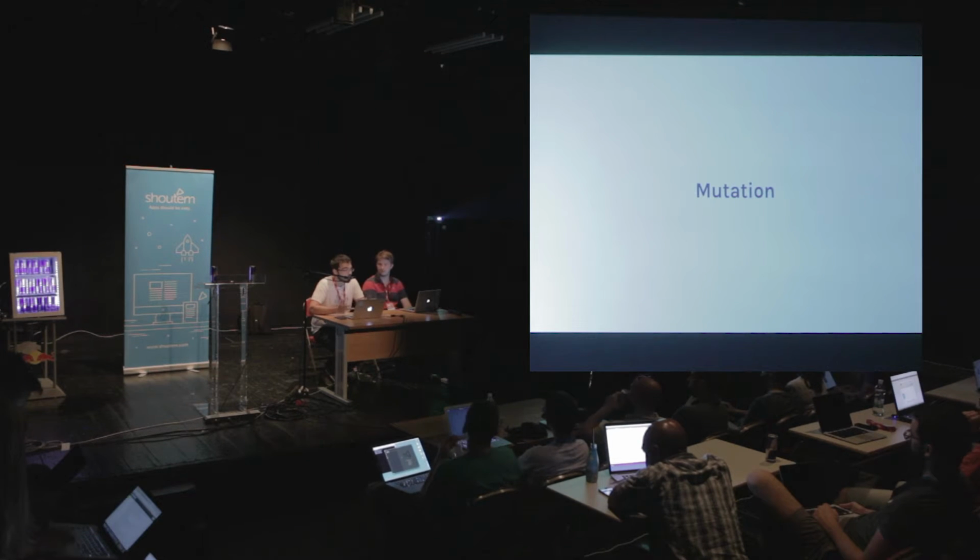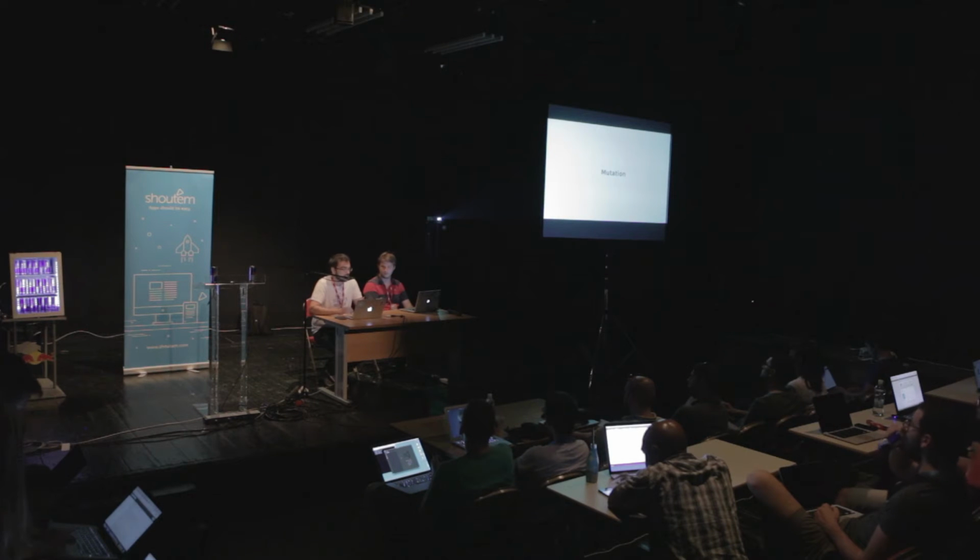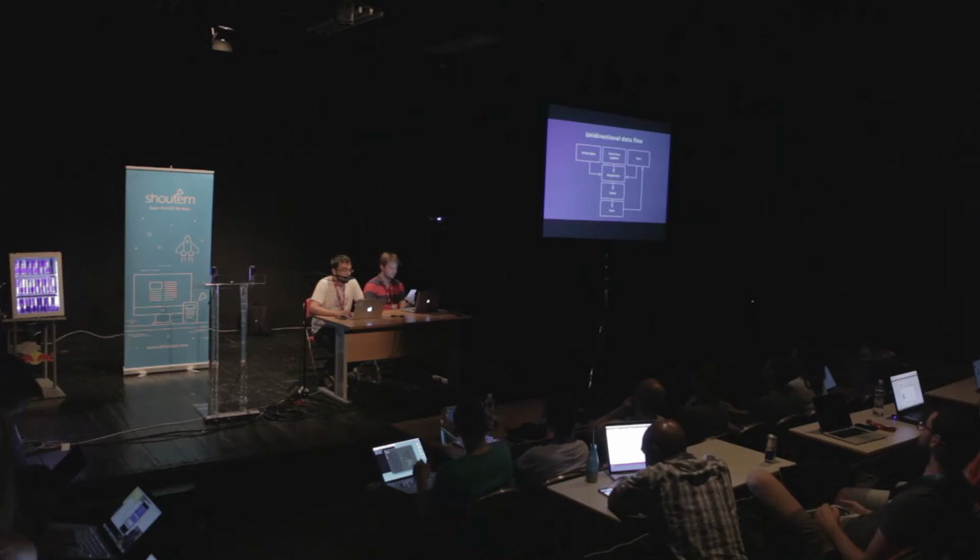So there are only three states, and there is already a lot of spaghetti code there because of the mutations. So React actually took another approach with unidirectional data flow. This is how the unidirectional data flow looks.